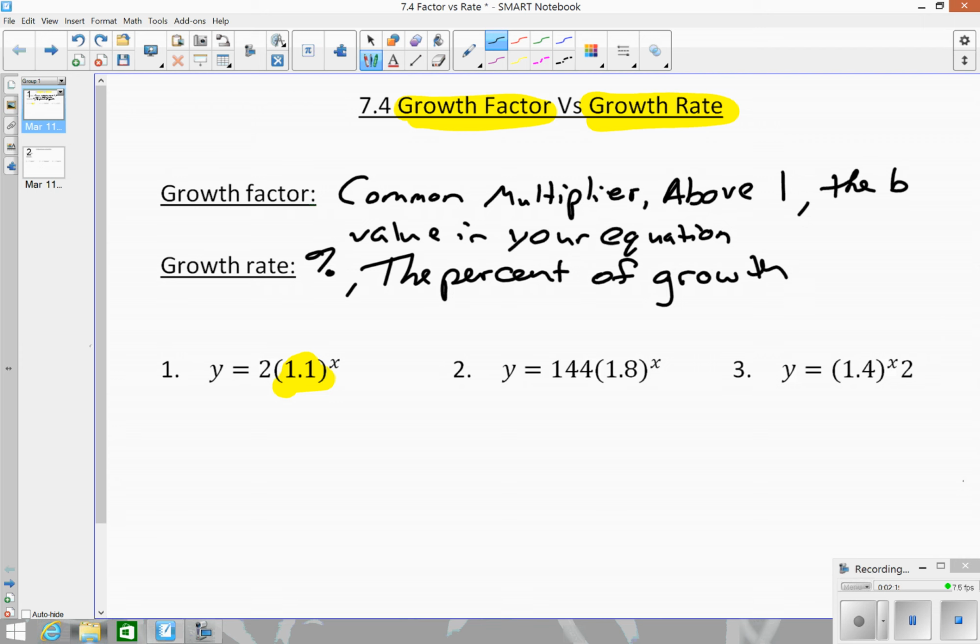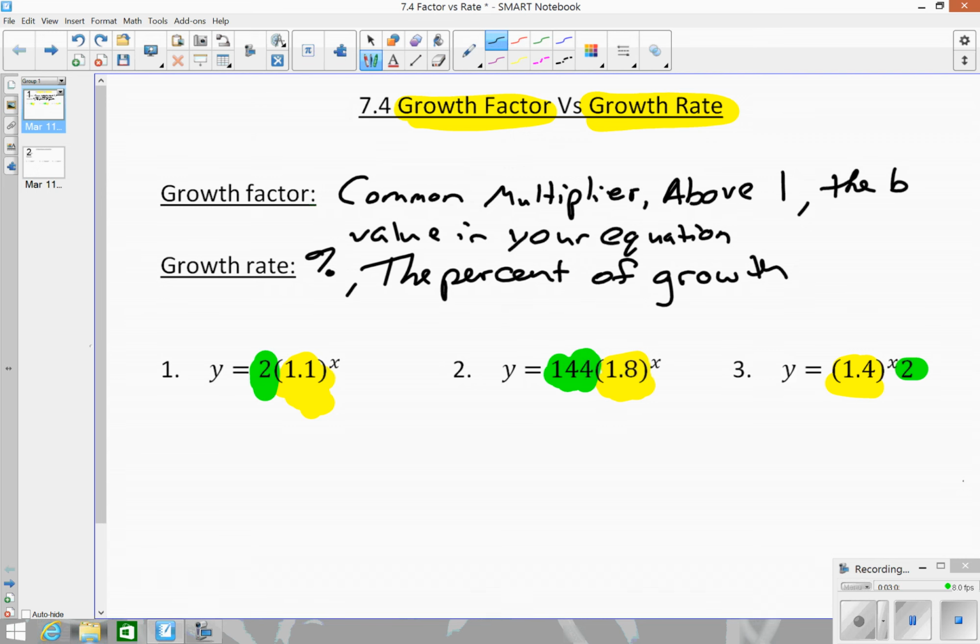Before you do anything, I want you to pause the video, grab a yellow colored pencil, and color or highlight all of your growth factors in yellow. Your growth factor is the number that's being raised to the x. So for number 3, the number that is being raised to the x is 1.4. Then take a green colored pencil and color in your initial value, or your a value, or your y-intercept, which is the other number that we're dealing with. Go ahead and do that for all the practice problems on your sheet.